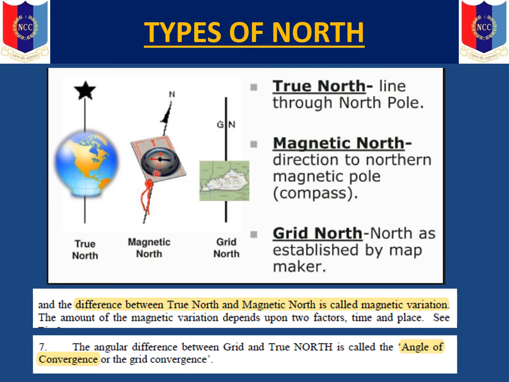Magnetic north is a direction which is seen in a magnetic compass, and grid north in a topo sheet is the north established by the map maker. The grid lines give the general direction of the north. The difference between true north and magnetic north is called magnetic variation, and the amount of magnetic variation depends on the time and the location of that place. The angular difference between grid and true north is called the angle of convergence or the grid convergence.